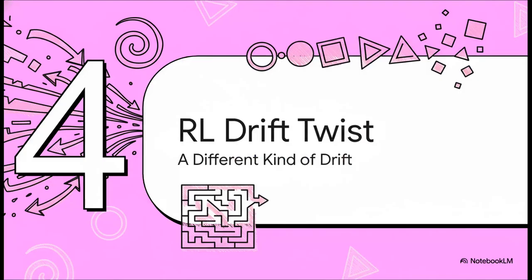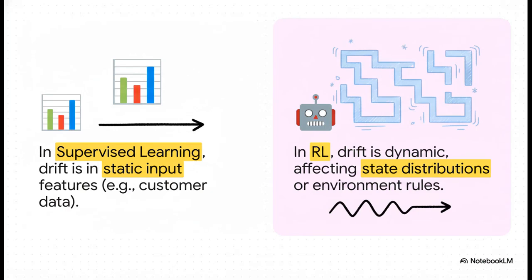Now, this whole idea of drift, it's not just for supervised learning models. Things get really interesting when we apply the same thinking to reinforcement learning systems, because drift looks a little different there. And this comparison lays it out perfectly. In supervised learning, we're worried about our input features changing. But with reinforcement learning, your agent is interacting with a whole environment. So drift can happen when the environment itself changes. Maybe the rules of the game get tweaked or the physics are slightly different. It's a much more dynamic kind of drift.